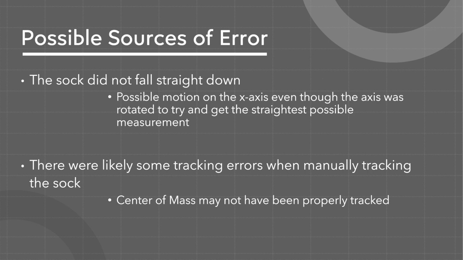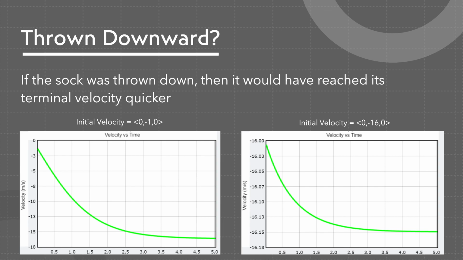There were also likely some tracking errors made when manually tracking the center of mass of the sock because I had to eyeball it. You may be wondering what would happen to the velocity if the sock was thrown down. The answer is that the sock would reach terminal velocity quicker. On a graph, the line representing the velocity flattening out means that the terminal velocity has been reached. The second graph shows a velocity with a greater magnitude than the first, and the line flattens out just a tad bit quicker.